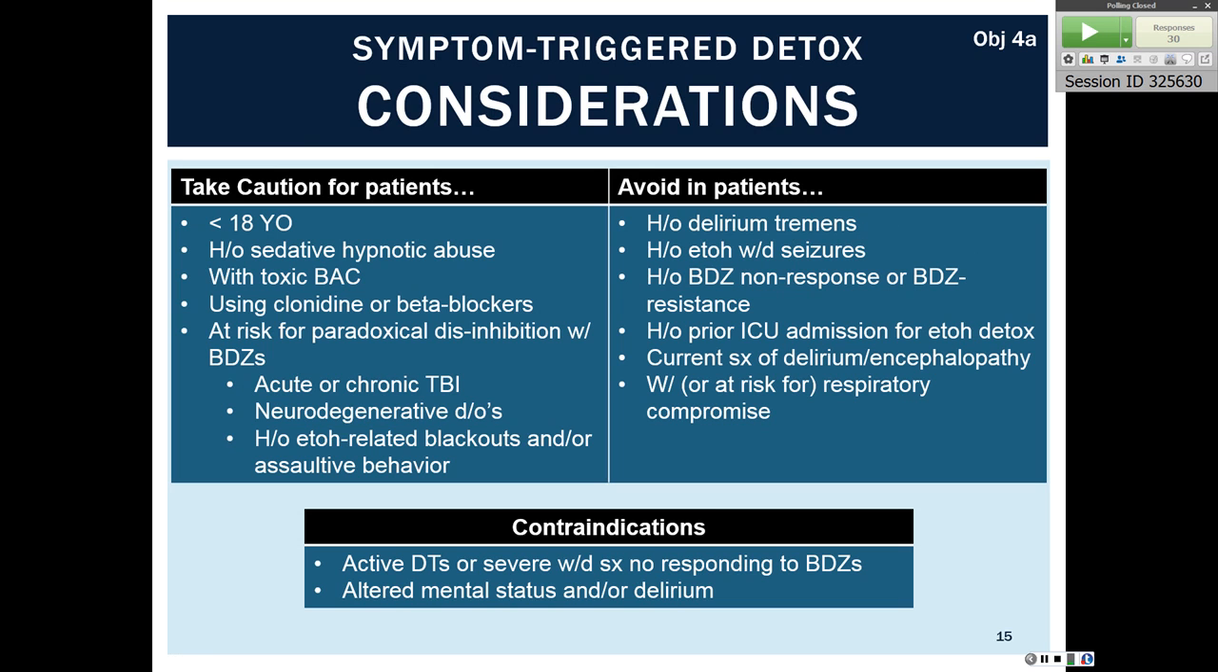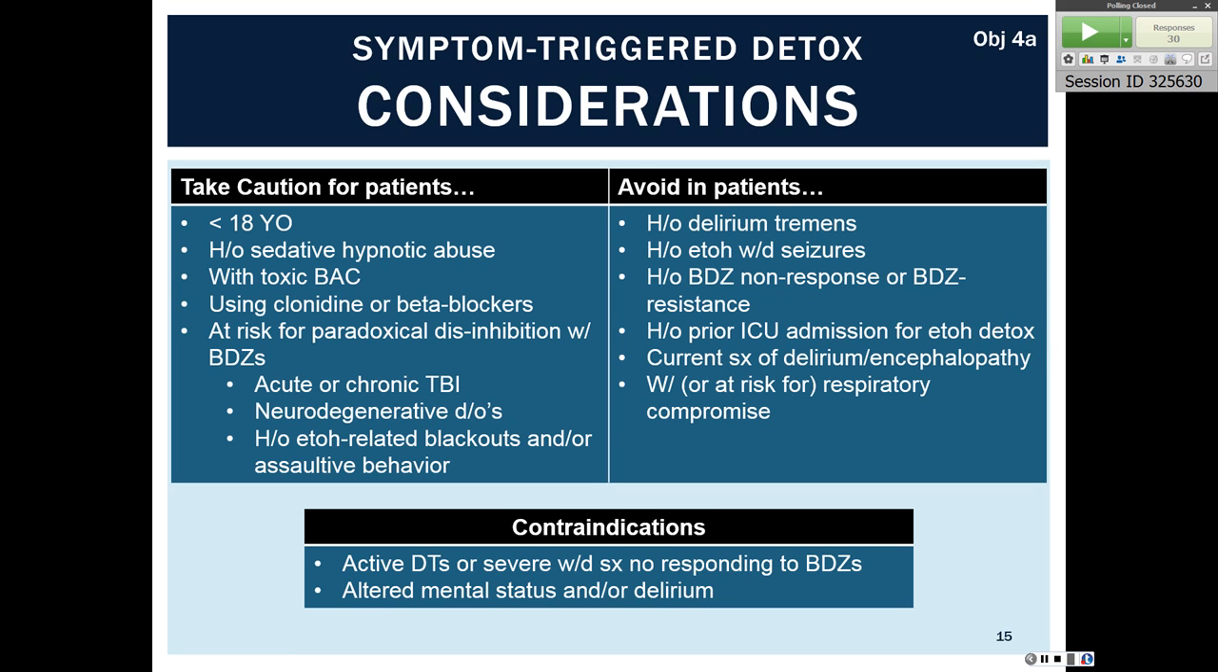And what that looks like is delirium tremens, alcohol withdrawal seizures, if they didn't respond to benzos. So they were being given benzos, and they were still having symptoms on top of that. People with a history of an ICU admission for alcohol detox, current signs or symptoms of delirium or encephalopathy, or people that have already or are at risk for respiratory compromise.